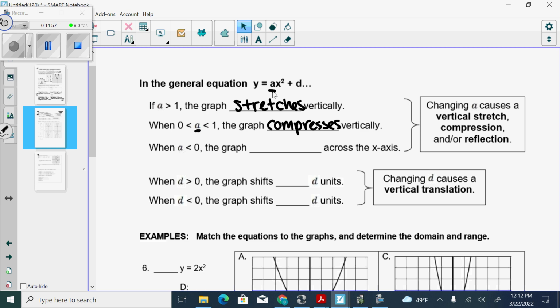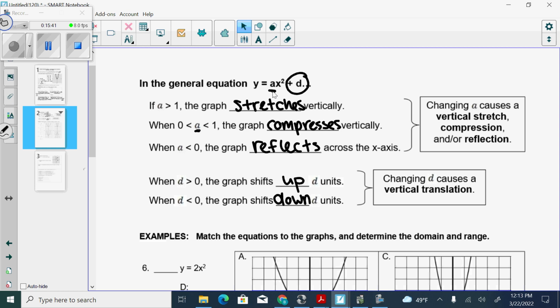Okay? What about when a was less than 0? So less than 0 means negatives, right? When we had a negative in front, what happened? Reflects. Very good. Okay? And then lastly, D is the letter here at the end. It says if that number was greater than 0, so a positive number, what happened? Good. Shifted up. And if that number was less than 0 or negative, what happens? Very good. All right. So now, no matter what the numbers actually are, because of these rules, we can predict what the graph should look like because we know how it changes it.